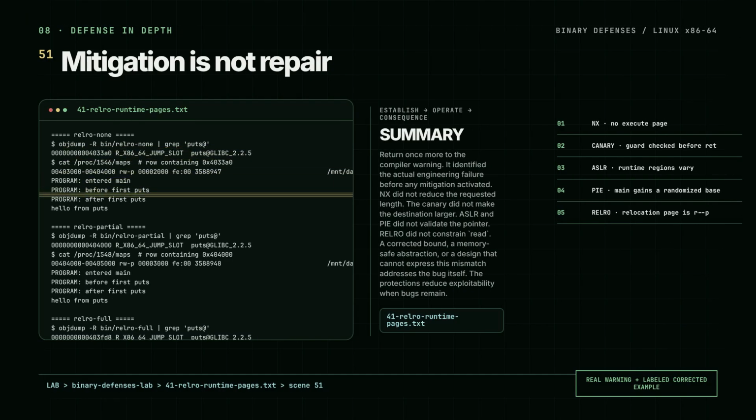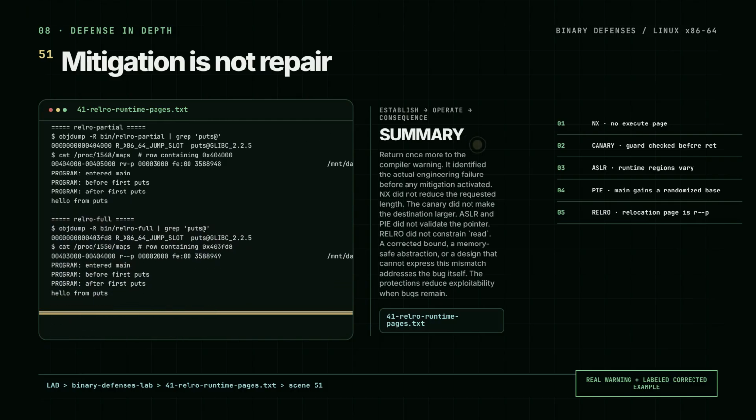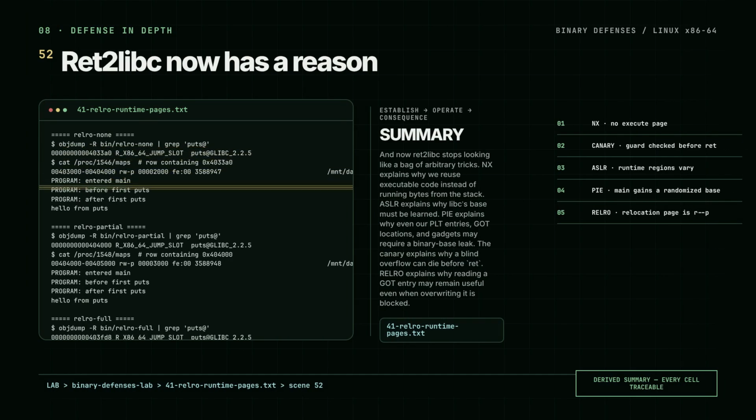Return once more to the compiler warning. It identified the actual engineering failure before any mitigation activated. NX did not reduce the requested length. The Canary did not make the destination larger. ASLR and PIE did not validate the pointer. RelRow did not constrain read. A corrected bound, a memory-safe abstraction, or a design that cannot express this mismatch addresses the bug itself. The protections reduce exploitability, and now ret to libc stops looking like a bag of arbitrary tricks.